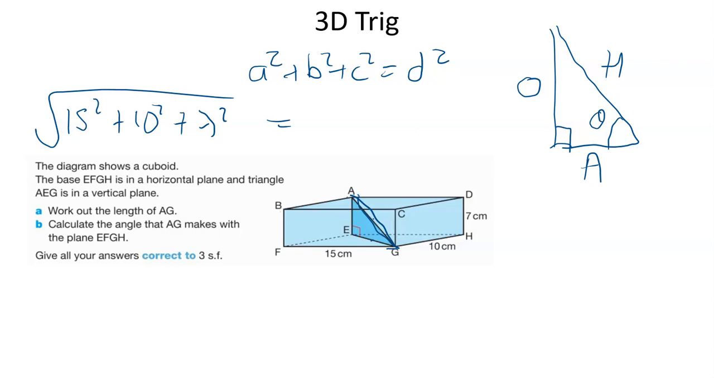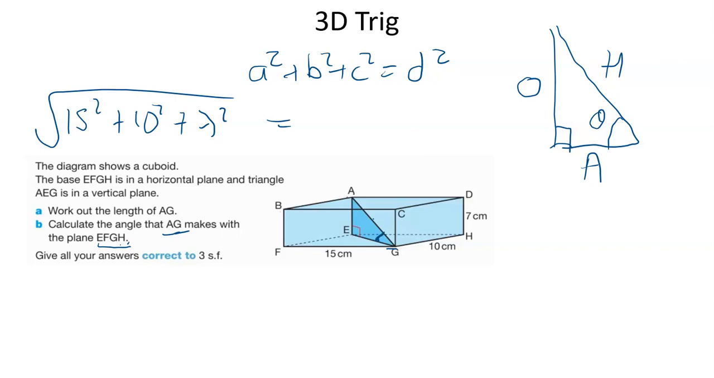Calculate the angle that AG makes with the plane EFGH. Well, EFGH is this plane here, and this plane here is defined by the line EG. The line EG is in that plane. It lies on the face. If you imagine painting this face of the cuboid, then that line EG will have paint on it. So we can simplify this question to say, what angle does AG make with EG, instead of the plane EFGH? So it's just what's this angle here.